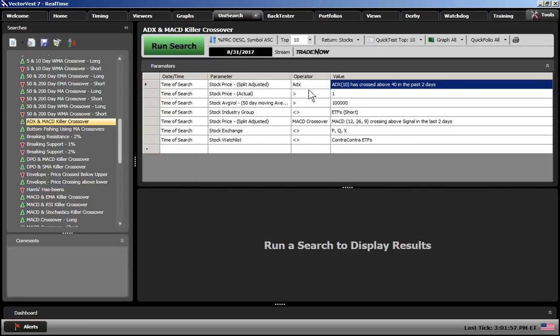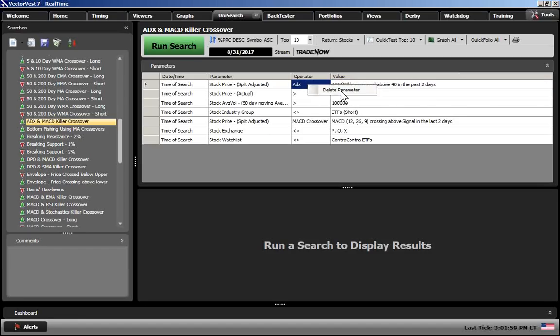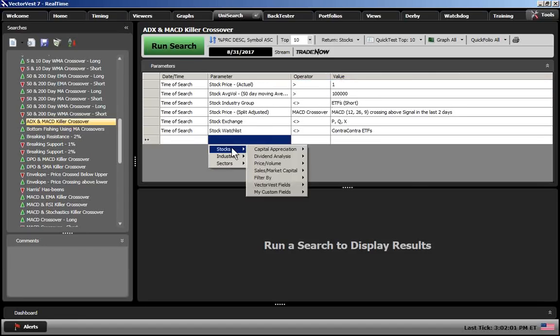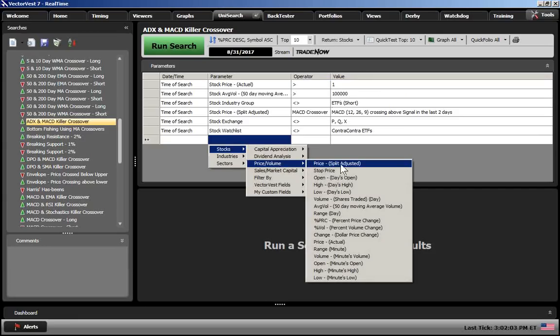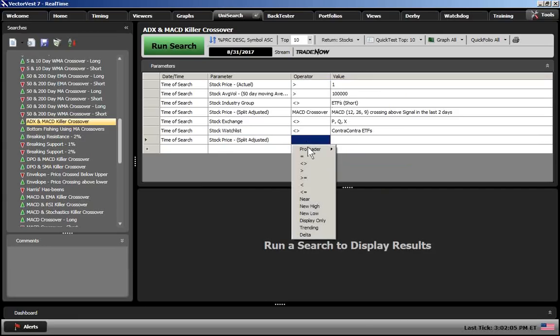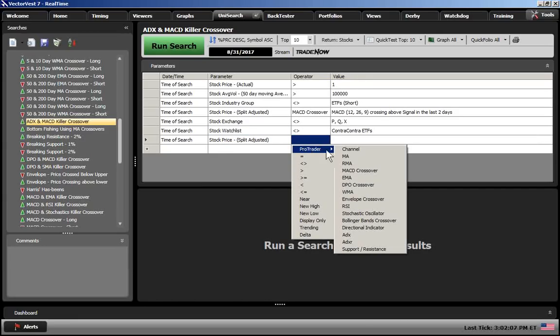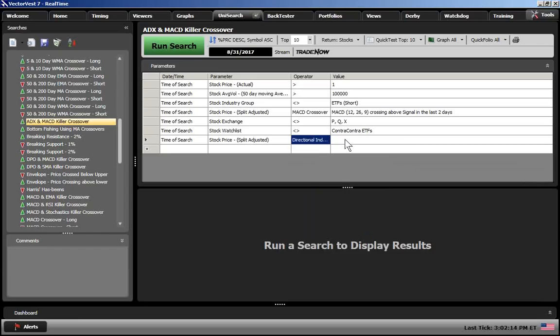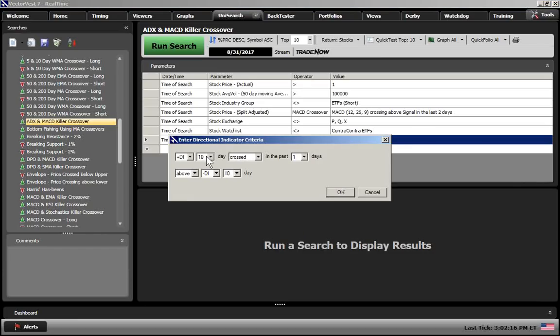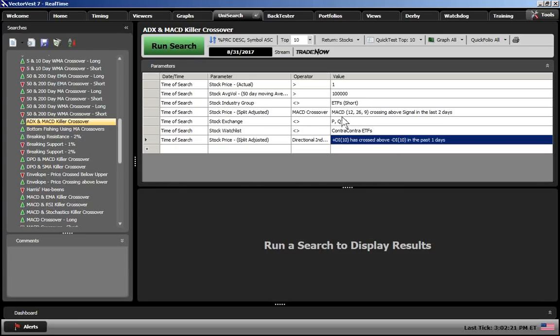Click on OK. I'm going to take off the ADX, delete the parameter, but I'm going to add another one. Stocks, price volume, price split adjusted. I'm going to go down to Pro Trader, and now I want to do the directional indicator. You wanted to look at the directional indicator. And how about the DI positive crossed in the last day above the negative? All right, we'll do that, and then we'll use that with MACD.